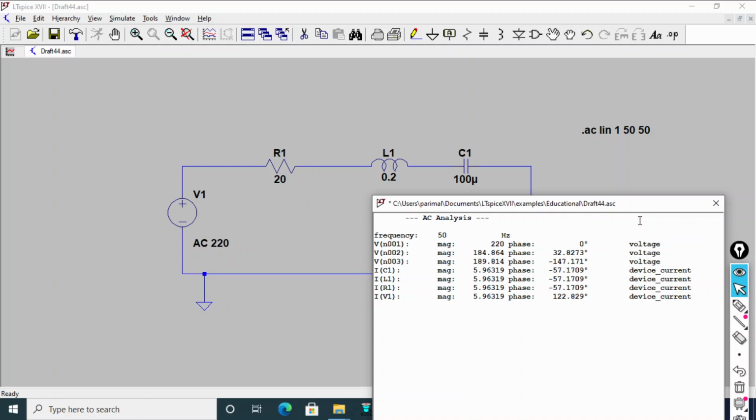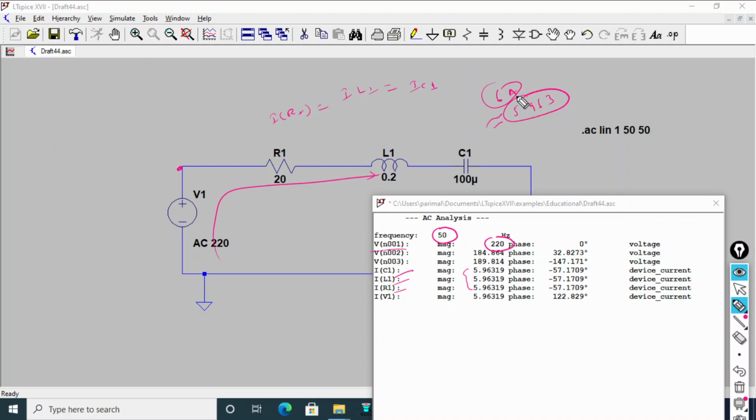Now if you see this result very nicely, this is the 50 Hertz at which we have operated. This is the supply voltage that we have given. It is calculating this value V(n001). Now the current across the RLC circuit will be the same. The current of IR1 must be equal to the current of IL1 and equal to the current of IC1. This is IC1, IL1, IR1 having the same current. What is that magnitude? It is around 6 ampere, or precisely 5.963.